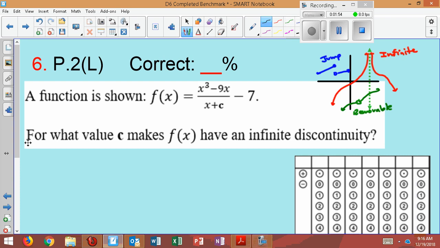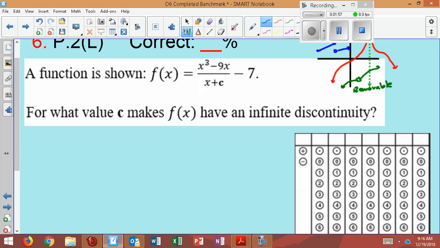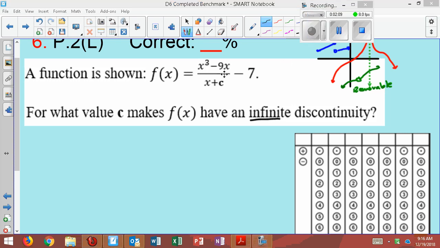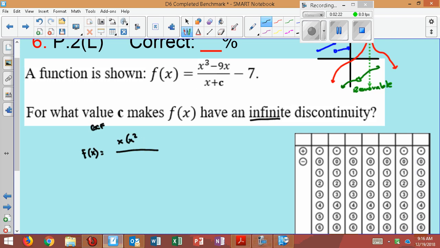The algebra here, what we'd be looking at is, for something to be removable, you have to be able to remove it from the equation. So I'm going to start there, even though it doesn't say removable, it says infinite. And I noticed in the numerator, I could factor this here. If I factor out an x out of the numerator, so I'm doing GCF, a greatest common factor, I'm left with x squared minus 9 all over x plus c. And then I had the minus 7 on the side.